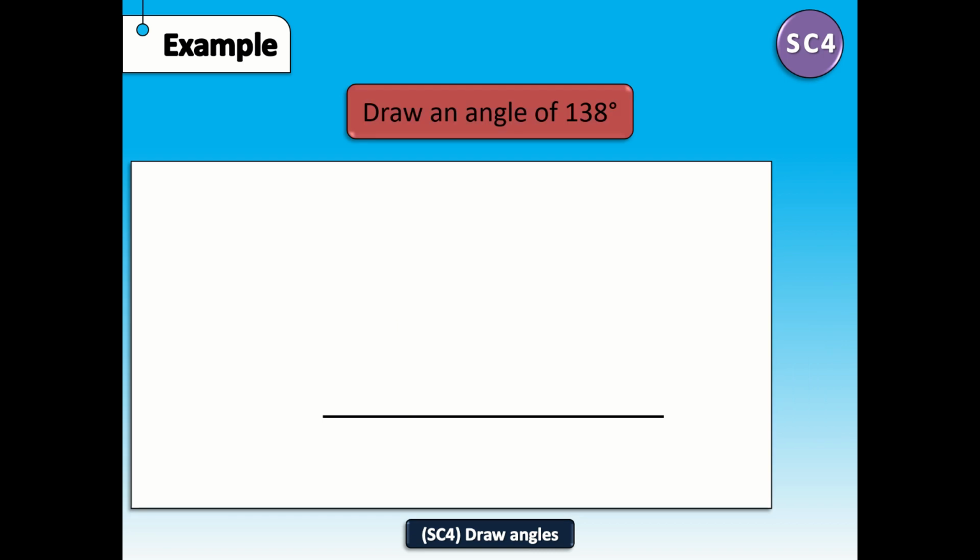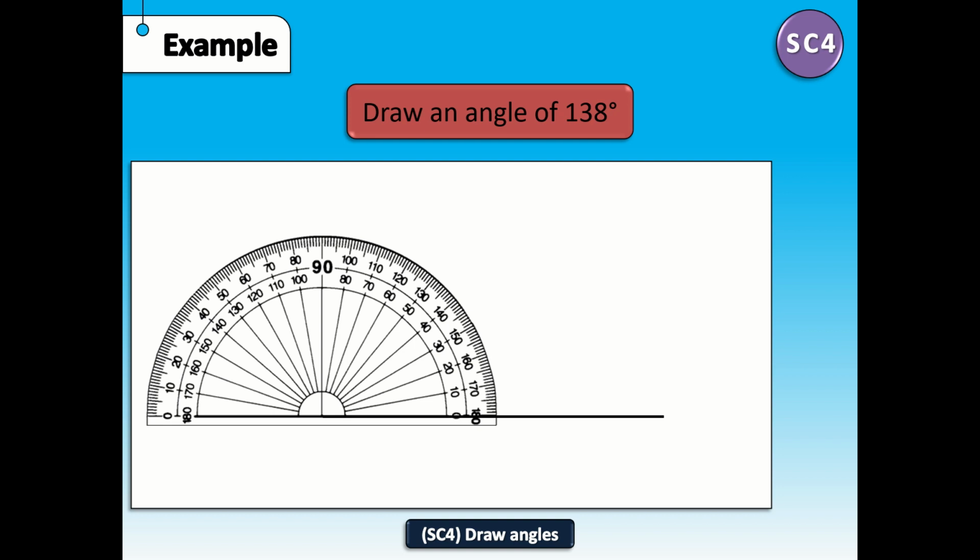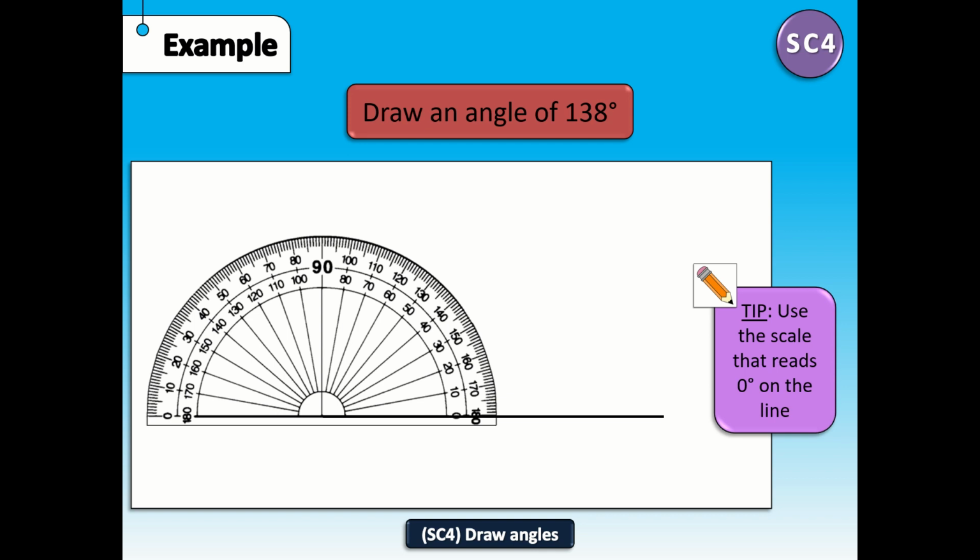This time we want to draw an angle of 138 degrees. So we put our protractor on the end of the line. Make sure the middle of the protractor is on the end of the line. Always start at 0. So we start at the 0 that our line goes through. And we measure 138 degrees around. So 138 degrees is going to be over there.